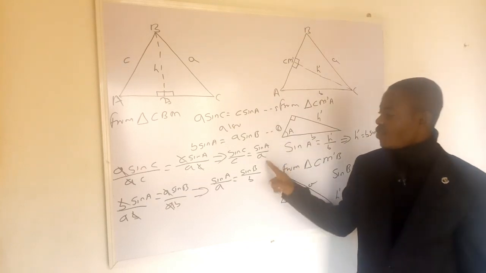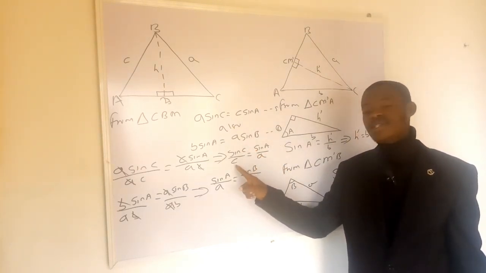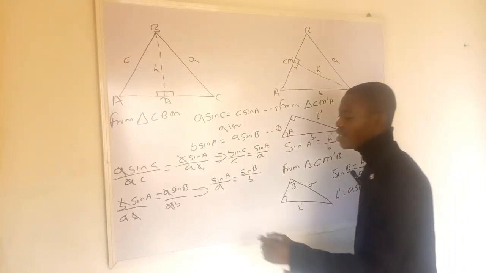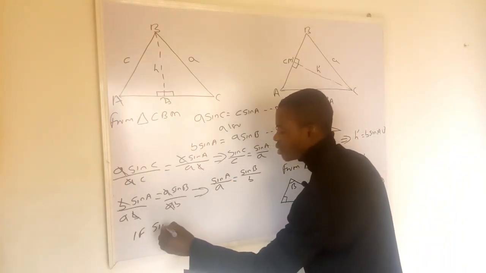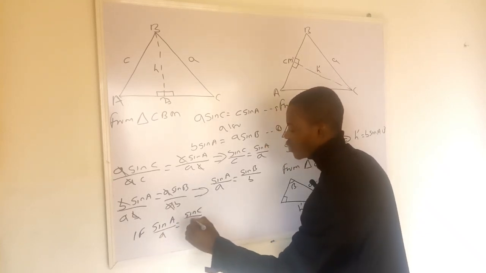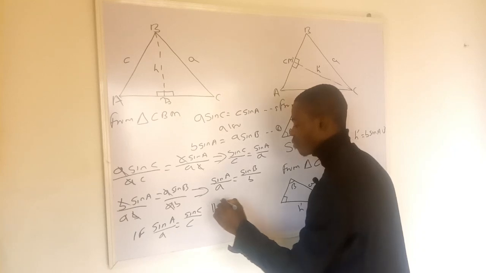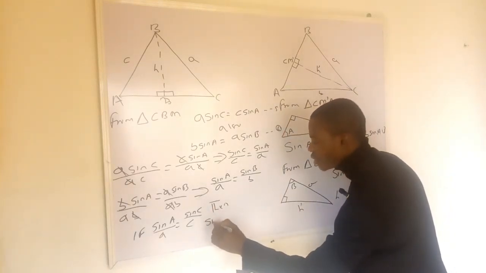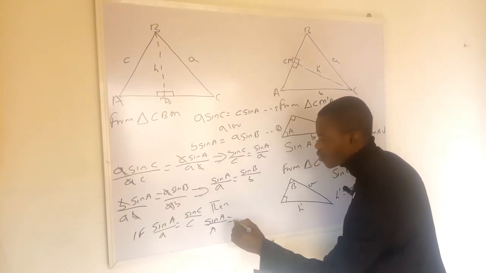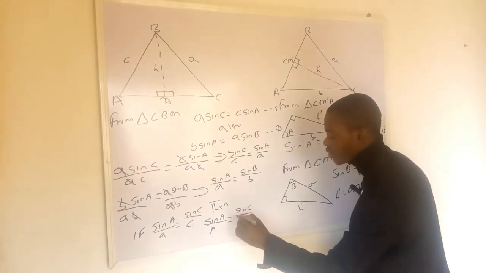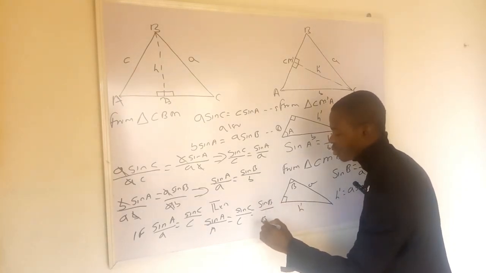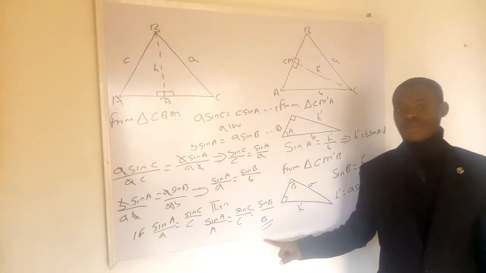But sine A over A is equal to sine C over C. So then we can still set this to be equal to this. That is, if sine A over A is equal to sine C over C, then sine A over A would be equal to sine C over C, and it will be equal to sine B over B. And this is the sine rule.